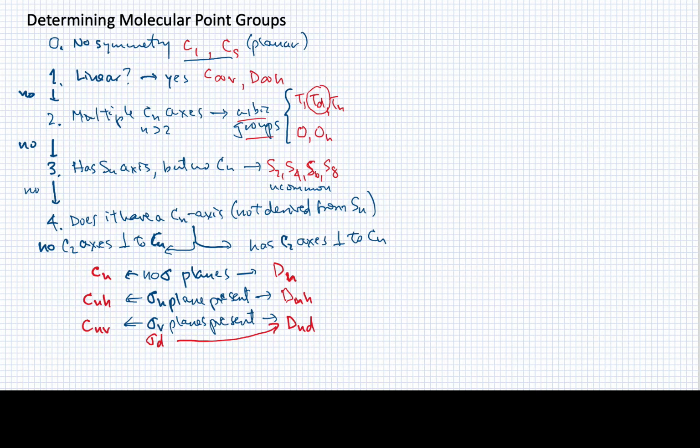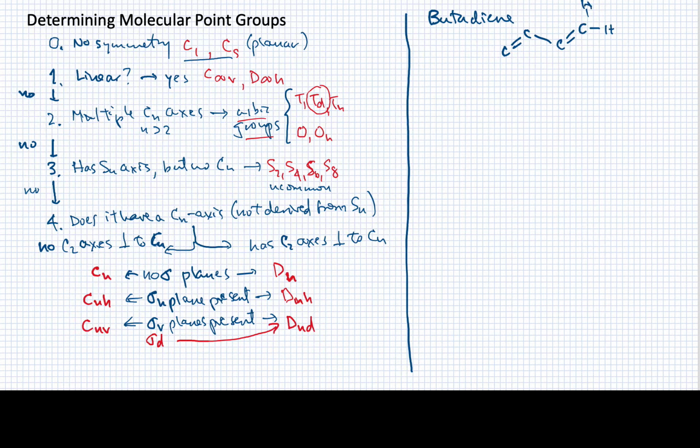Now, I want to illustrate this with what I hope will be a relatively quick example, but I want to go slowly enough that you can follow what we're doing. We're going to check out the point group for butadiene. All right, so this is a molecule that looks like this. Now, one has to consider this carefully. It is a planar molecule, but it clearly has symmetry, so it cannot be C sub s.